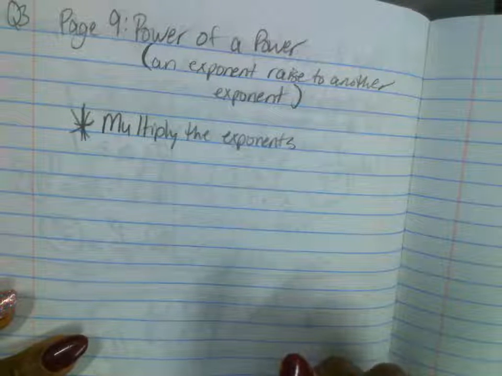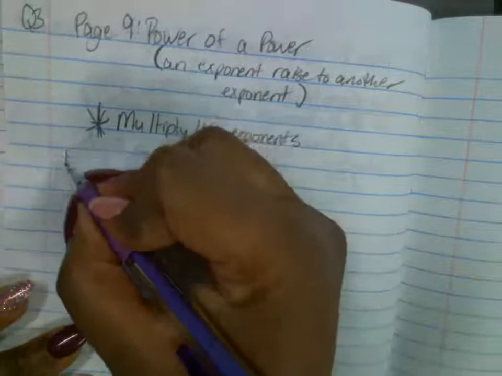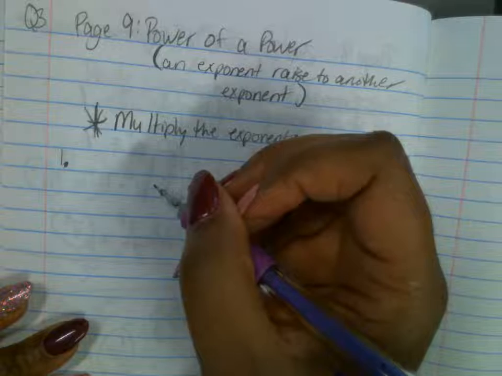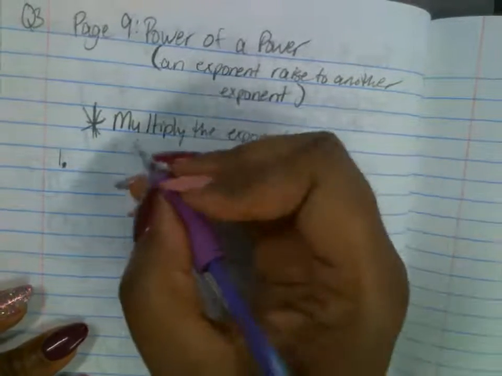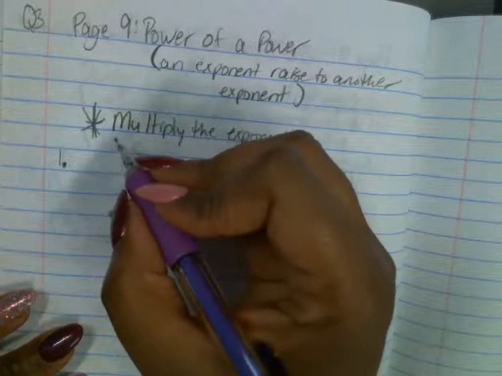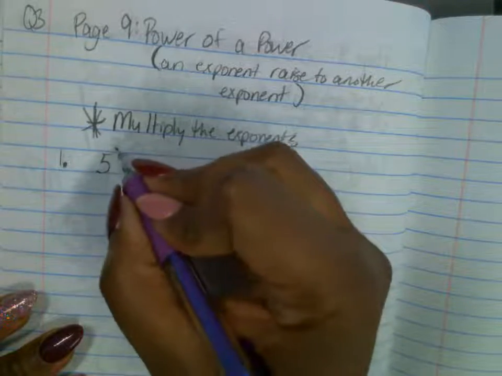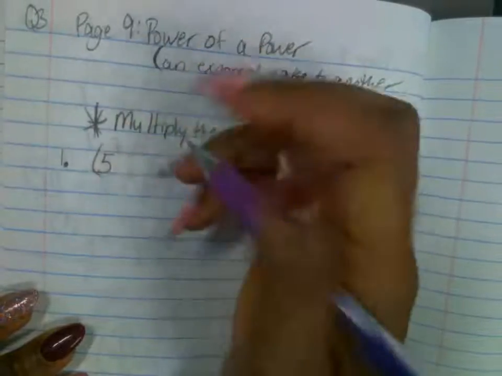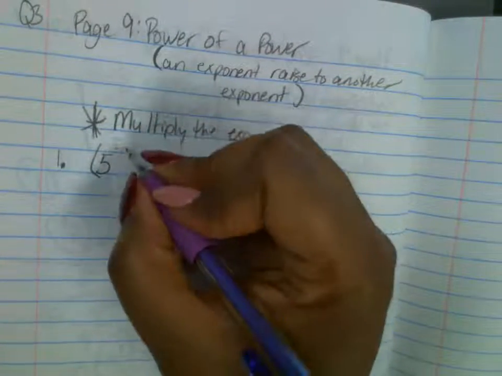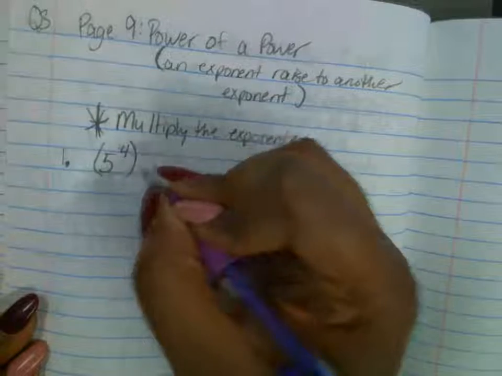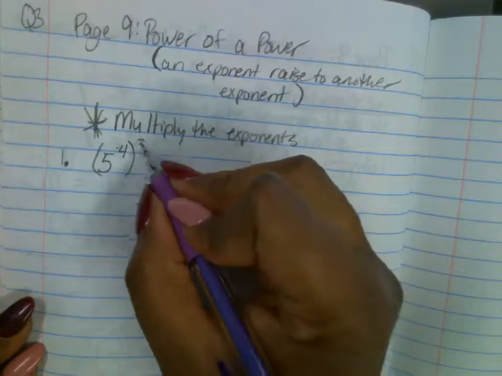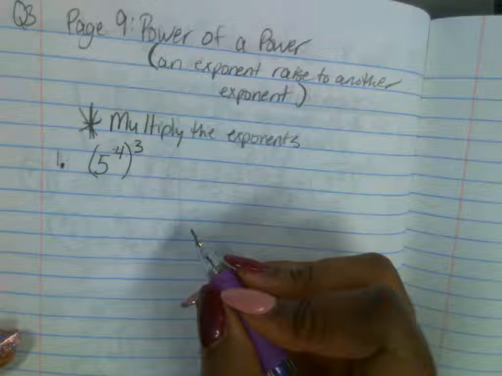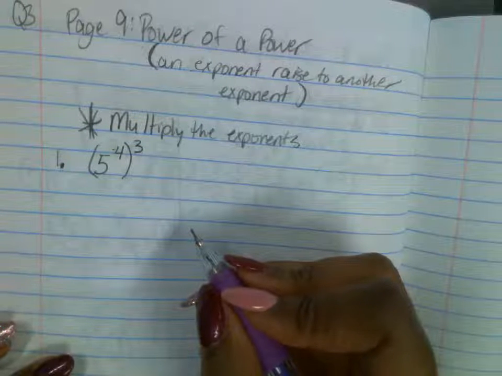All right, let's do some examples. Pretty simplistic. Let's do expanded form, and then we'll do the shortcut, which is to multiply the exponents. Let's suppose we have 5 to the 4th power, and we're going to raise that to the 3rd. We're going to do expanded. Watch what we do here, okay?